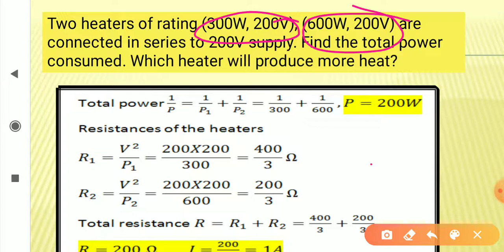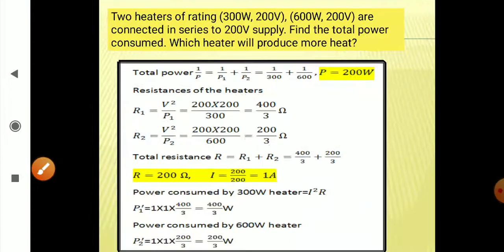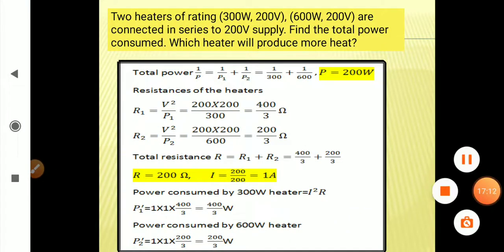Right? So I hope that these ideas regarding electrical energy are clear to you, and with this we come to the end of this topic.